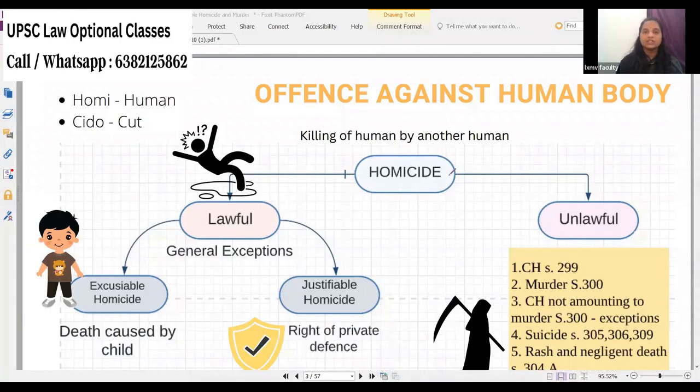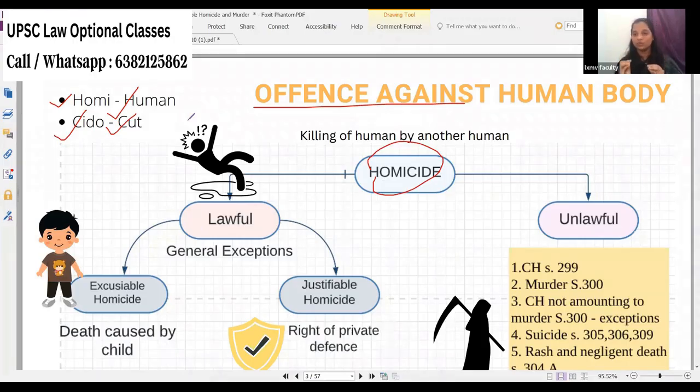Okay, so offense against human body, starting with homicides. What do you mean by homicide? Let us understand the meaning of homicide with the help of etymology. By bifurcating the words, we try to understand its meaning. What is homi? Homi means humans. Many people know that, right? Homo sapiens. And cide means cut. So homicide means cutting a human, but the meaning of it is killing a human being.